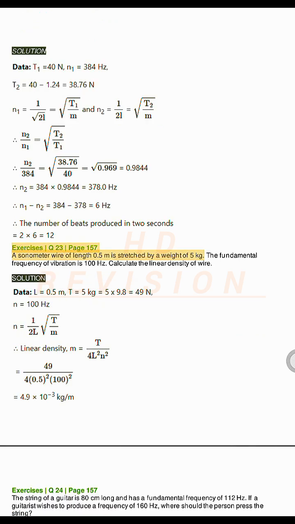Exercises Q23, page 157. A sonometer wire of length 0.5 meters is stretched by a weight of 5 kilograms. The fundamental frequency of vibration is 100 Hz. Calculate the linear density of wire.